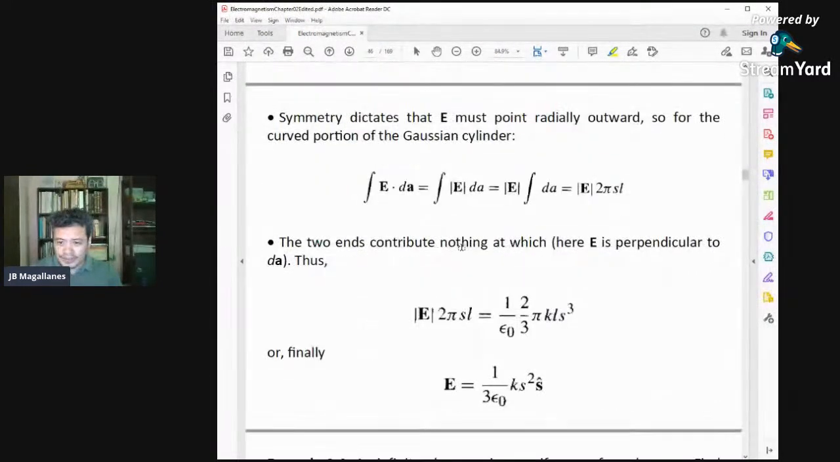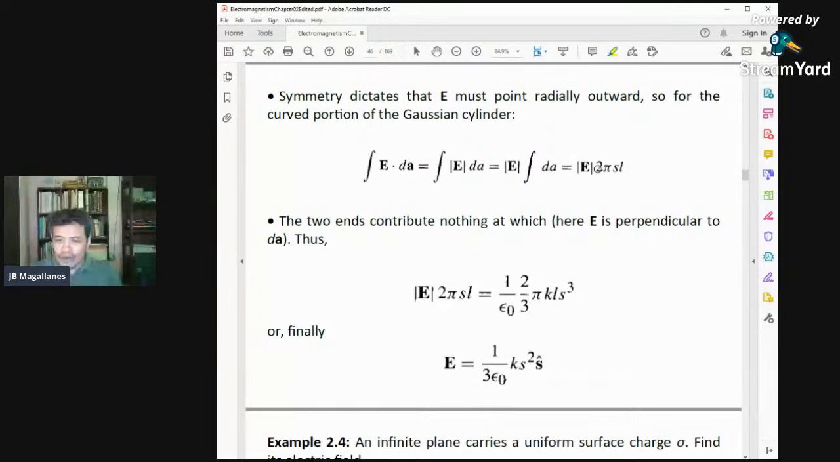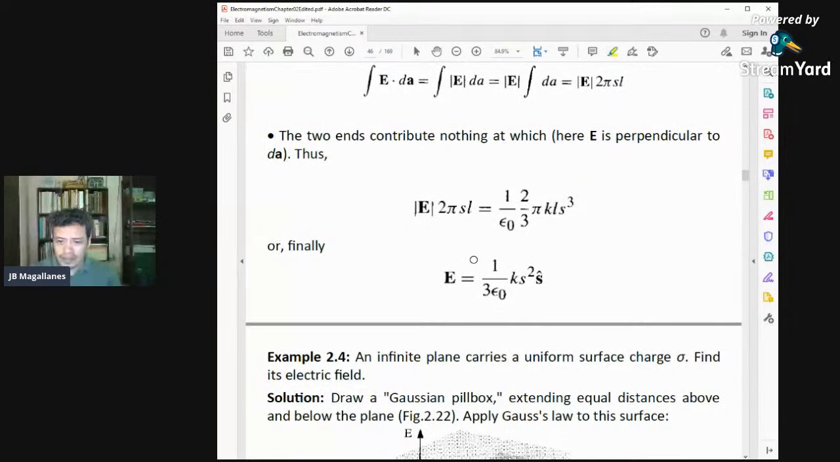And so your electric field now will be this, because electric field times 2 pi SL is equal to 1 over epsilon sub o, 2/3 pi K L S cubed. You can cancel the S, and so this becomes 2, and then you can cancel the L and the pi, so that your electric field will be that expression.